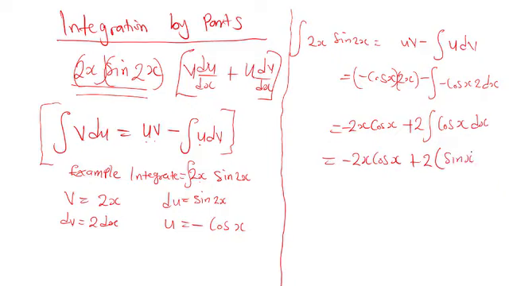sin x plus c. So our final answer becomes minus 2x cos x plus 2 sin x plus c. So the integral of 2x sin 2x is equal to this, and this type of integration is properly classified as integration by parts. Now what if you now have a partial fraction to integrate?